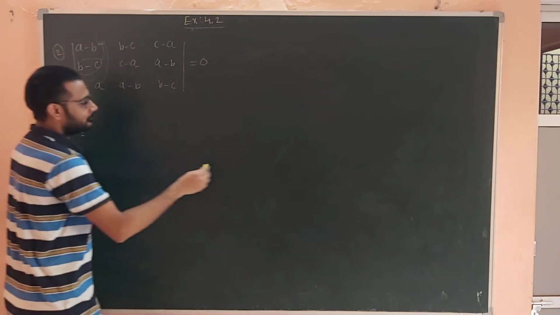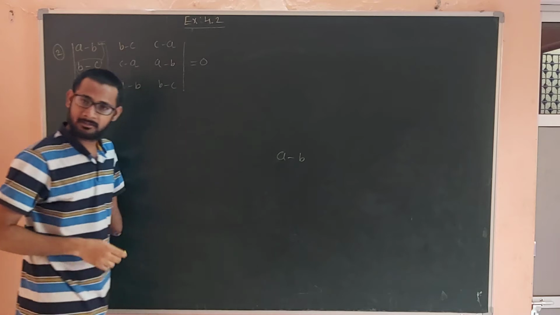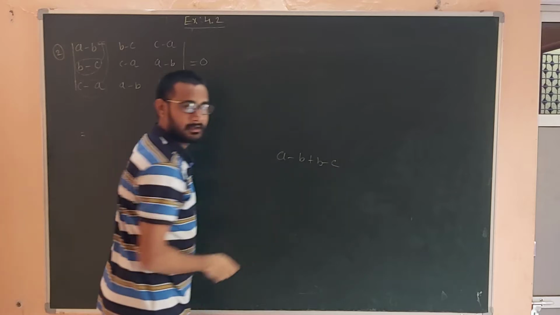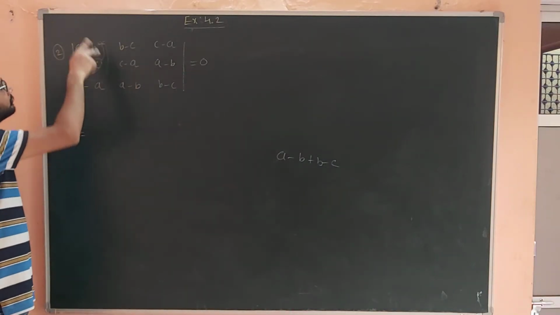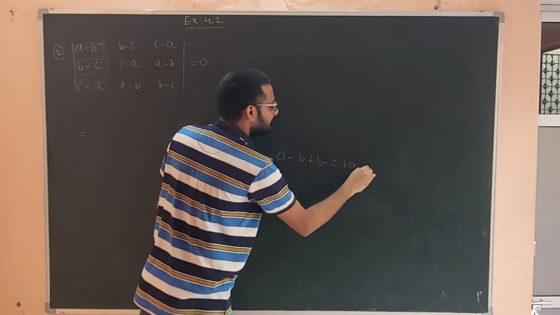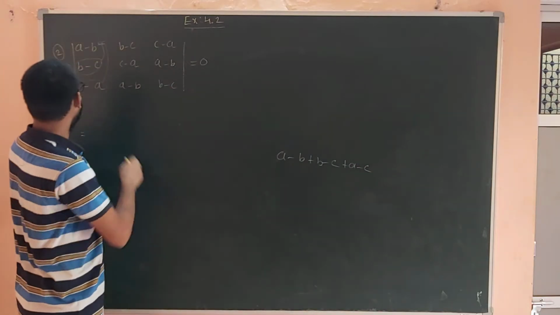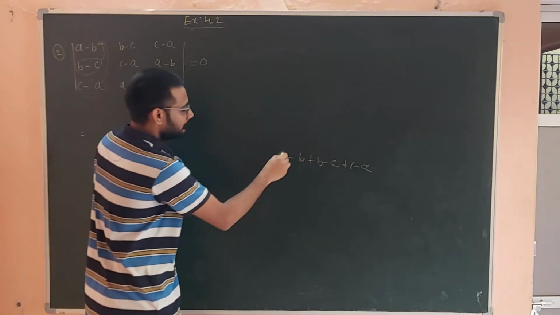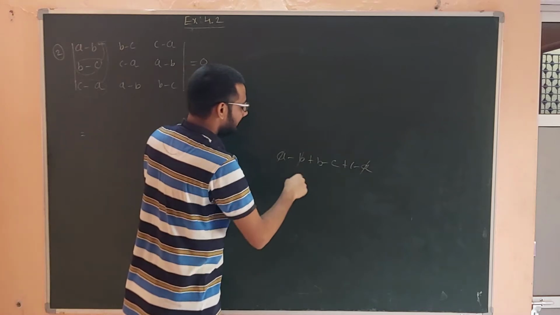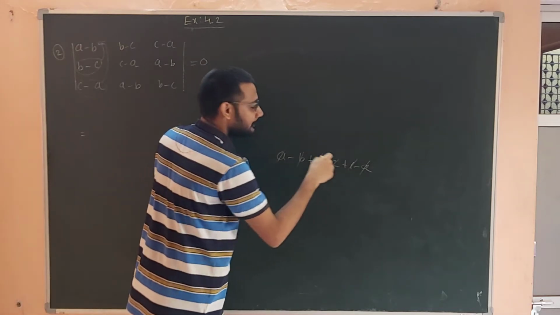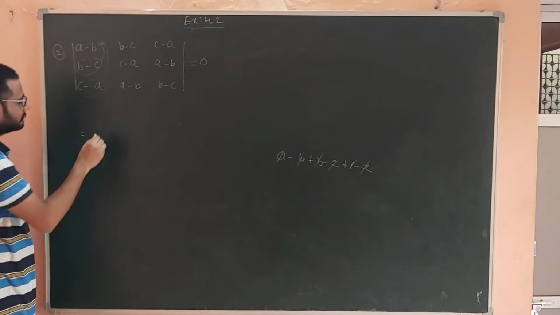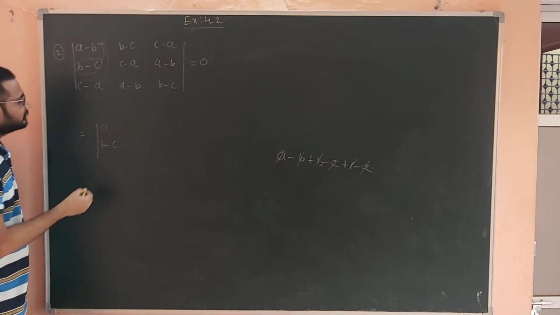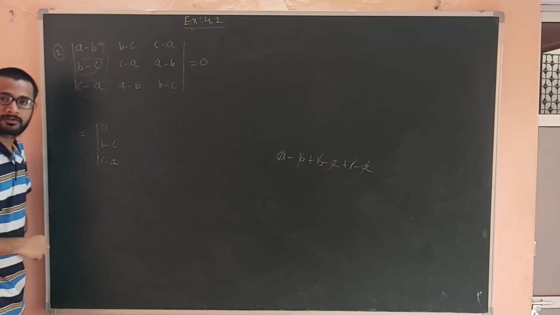That means here in the first row a minus b is there. If b minus c goes up, then plus b minus c, and if the third row's c minus a goes up, then write here plus c minus a. Now see, positive a and negative a cancel, minus b plus b cancel, and minus c plus c cancel. So what remains here? 0. So write here 0. Then b minus c as it is, and c minus a also as it is.